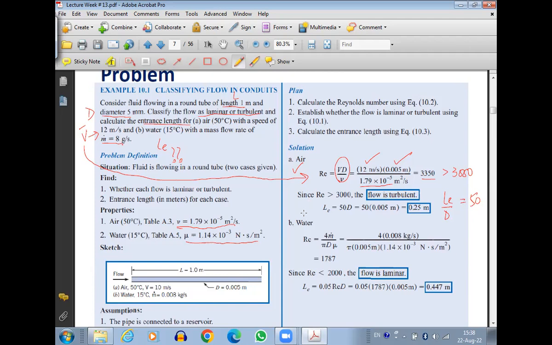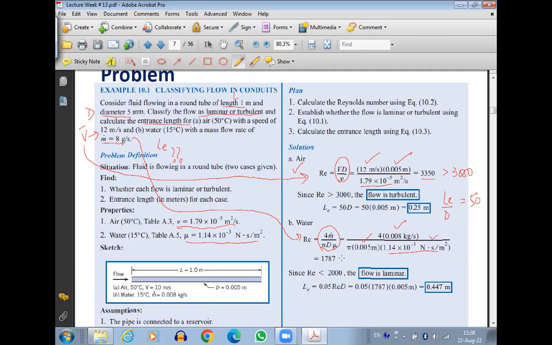For the case of water, again, first we need to find the Reynolds number, but in the case of water we don't have the velocity, we have the mass flow rate. If the mass flow rate is given, then the formula is 4m dot over pi d mu. Again, m dot is given, diameter is given, and the dynamic viscosity we can get from the table, or it will be provided to you in the exam within the question itself. Substituting the values, you get the Reynolds number as 1787.